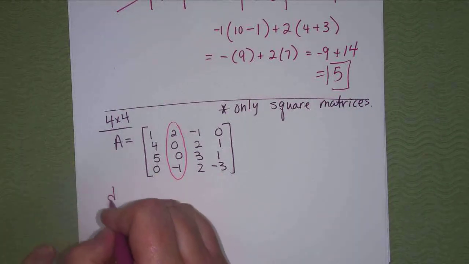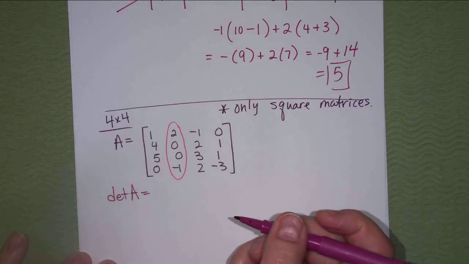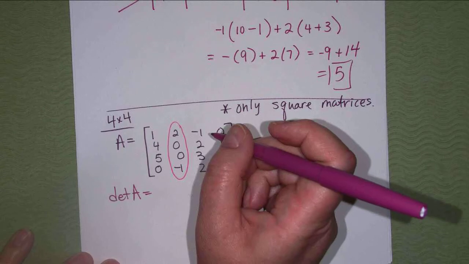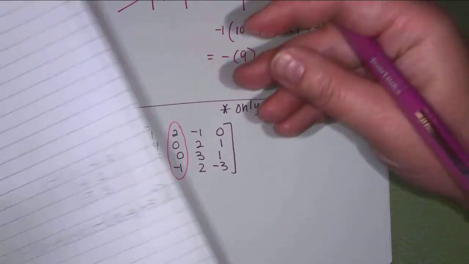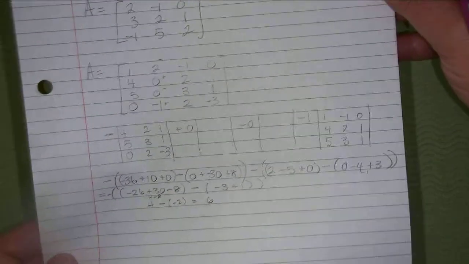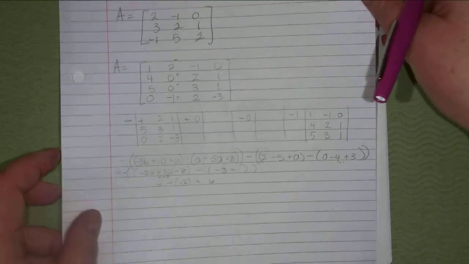So determinant of A equals. What I do when I solve it, I'm just going to show you my notes earlier. It's just making sure the number wasn't too crazy, like 118 or something. One of the ones on the homework was 118.